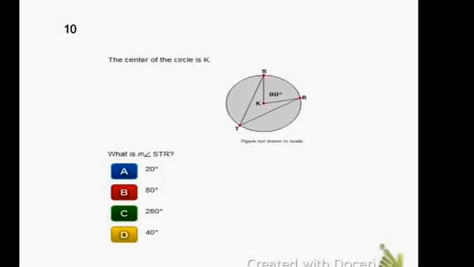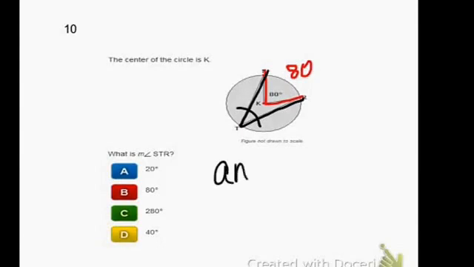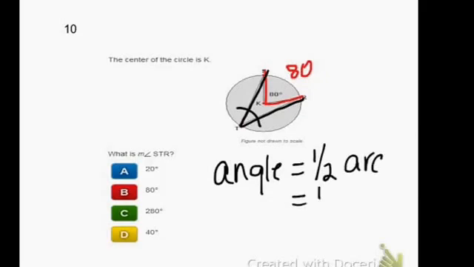And the last one for today, the center of the circle is K, and it shows you that this central angle measures 40. So that would make the arc equal to 40. It wants to know the measure of angle STR. STR is not a central angle. So the rule is the angle is equal to half the arc. So if the angle equals half the arc, half of 80 is equal to 40.